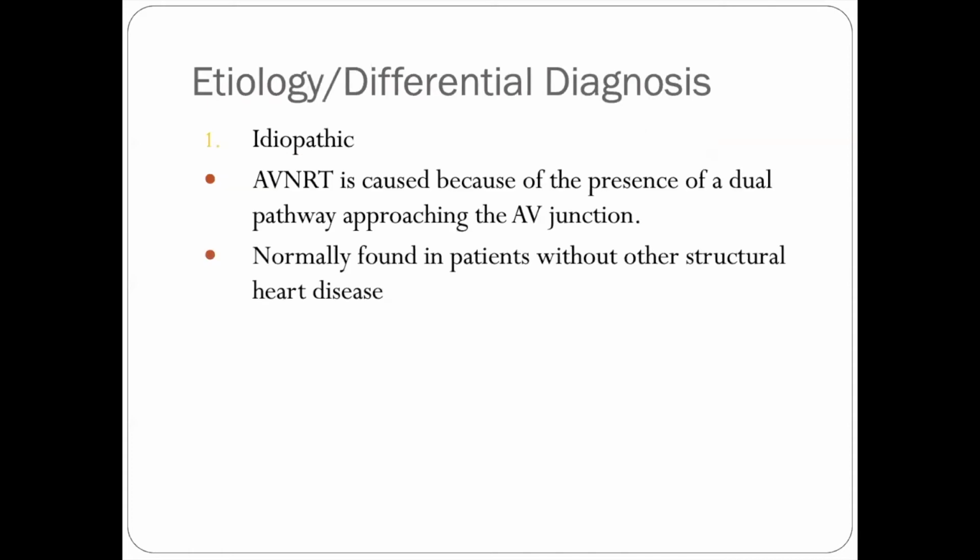Some of it's idiopathic. If a PAC causes it, it's not a disease process that led to it. And then AVNRT can also be caused anytime we have that dual pathway into the AV junction, which is really what's causing it. And it's often found in patients that do not have other structural heart disease. So in other words, these people do not necessarily have any sort of heart disease that led to this arrhythmia.